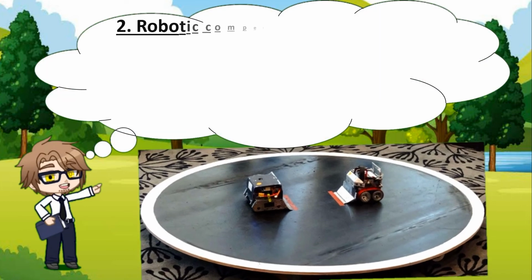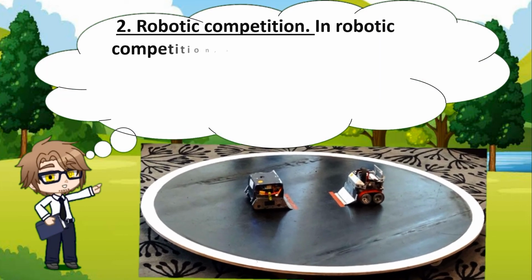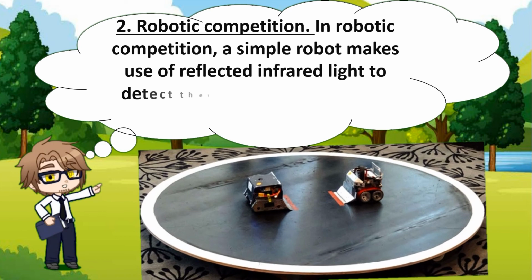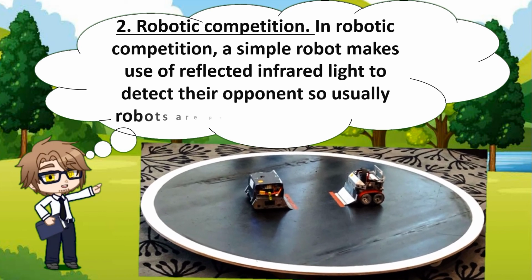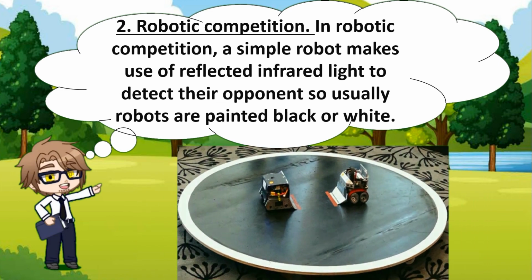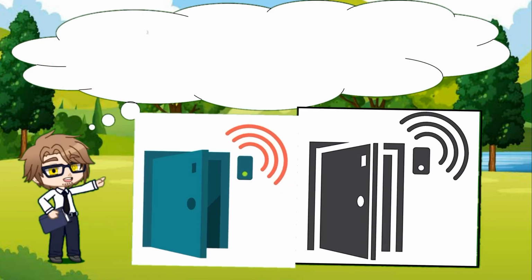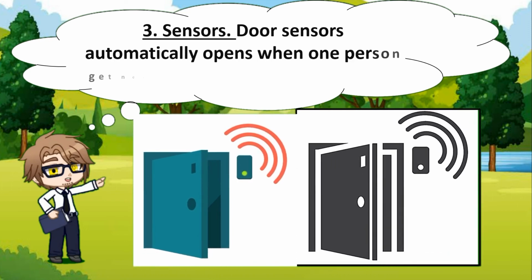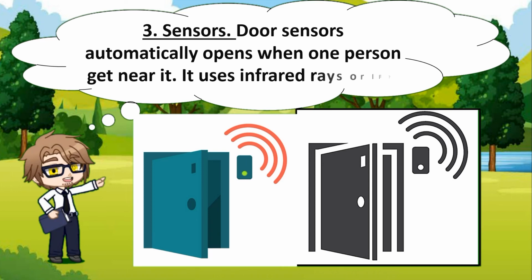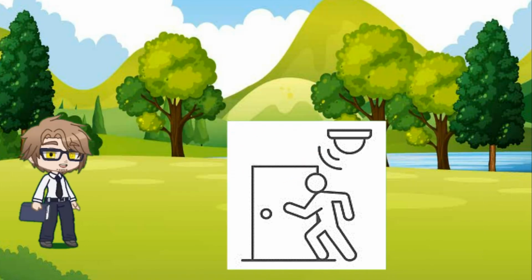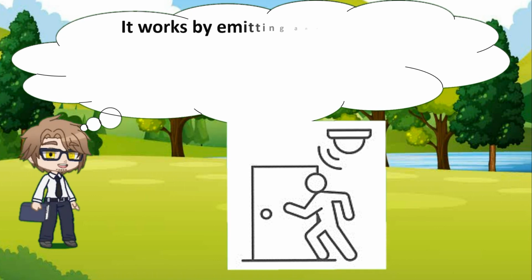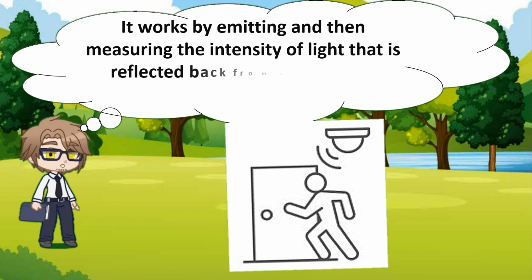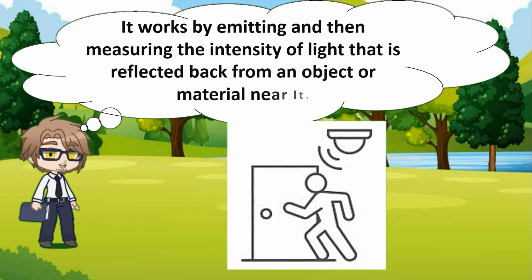2. Robotic competition. In robotic competition, a simple robot makes use of reflected infrared light to detect their opponent. So usually robots are painted black or white. 3. Sensors. Door sensors automatically open when a person gets near. It uses infrared rays, or IR. It works by emitting and then measuring the intensity of light that is reflected back from an object or material near it.